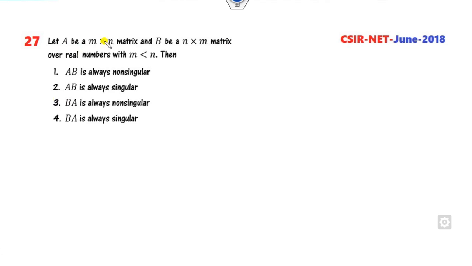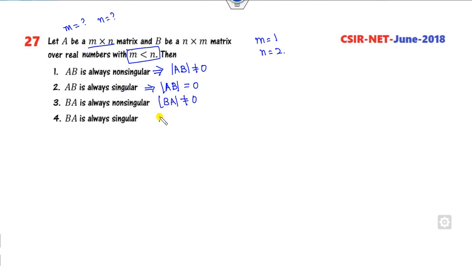Okay, look at this again. The value of M is not given to you. You can choose any pair which satisfies this property. So I can choose M as 1, N as 2. Then my target is to prove AB is non-singular, non-zero. AB is always singular. Singular means this is 0. BA is always non-singular, it is non-zero, and here BA is always singular. So I can choose any pair. Let's say A is 1 cross 2, and B is N cross M, 2 cross 1.